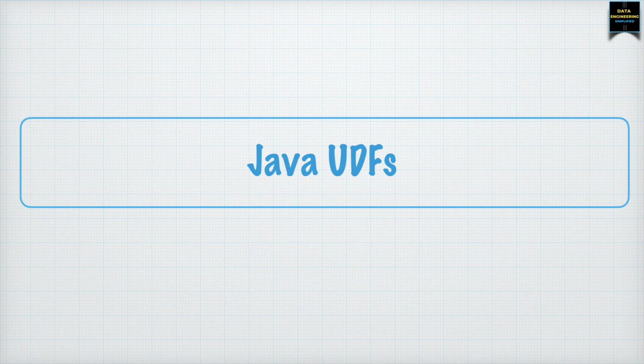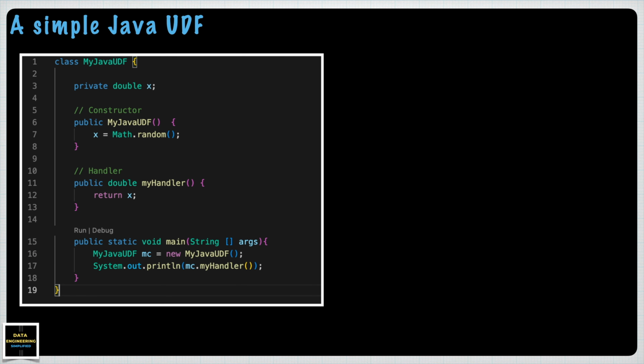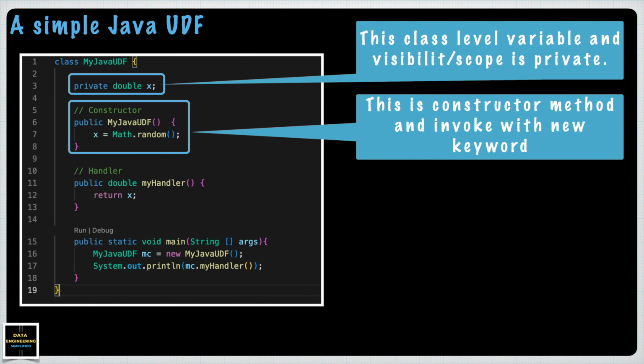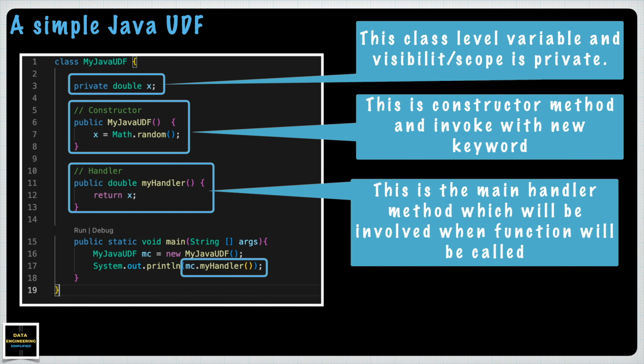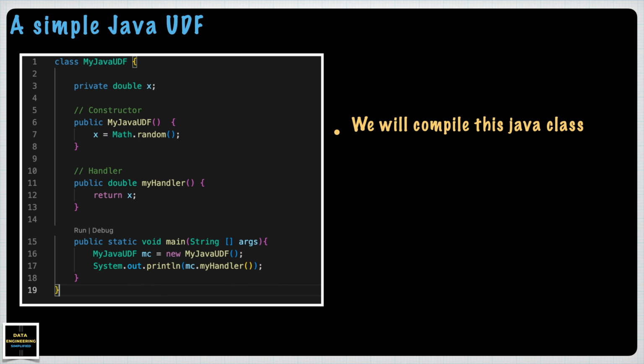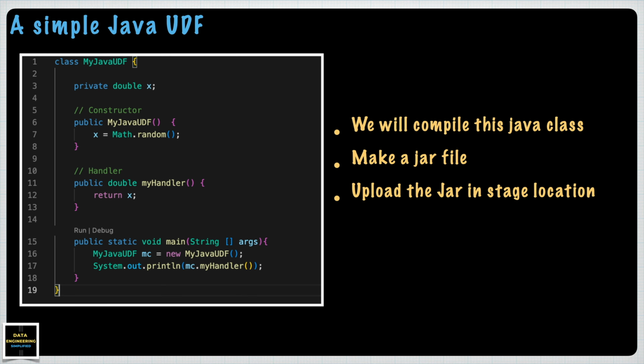For this demo purpose, I am going to create a very simple Java class which returns a random number every time you invoke it. So this is my Java class, and don't worry about a lot of lines here. It is simply creating a variable called x. It is assigning a random value to x, and when you call this method handler, it returns that random number back to you. That's it. In our live demo, we will compile this Java class, make a jar from that class, upload the jar into the stage location in Snowflake, and create the function using that jar file. So these are the 4 steps we are going to follow.